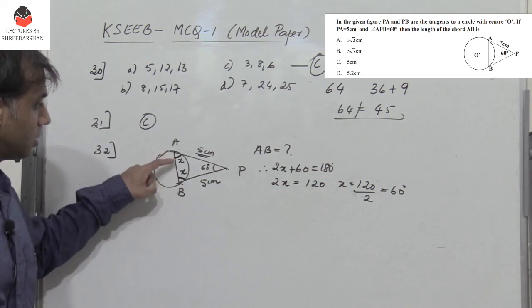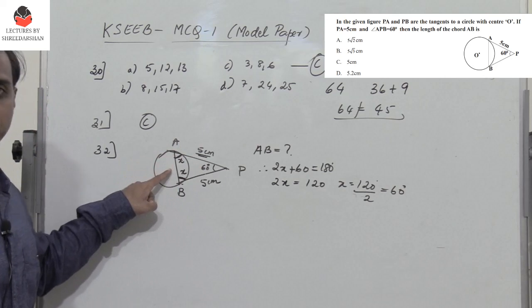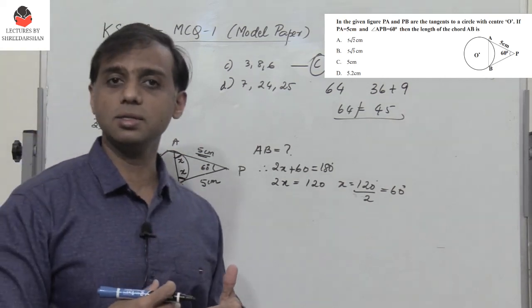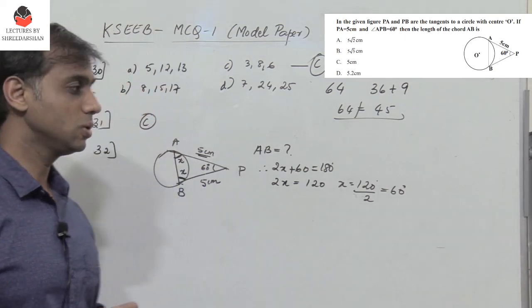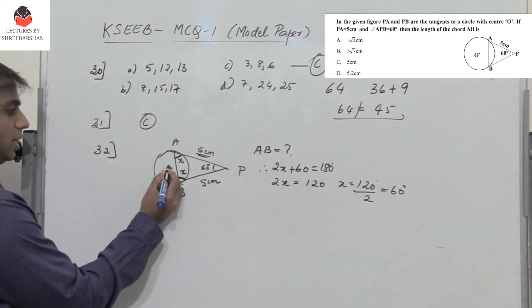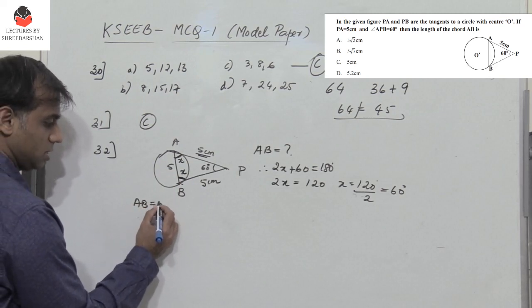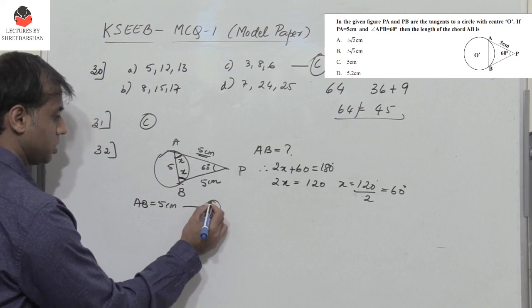So now I find that all the 3 angles are equal. And this forms an equilateral triangle. If in a triangle all the 3 angles are equal, then all the 3 sides also will be equal. So therefore AB is 5 centimeters. So therefore the correct answer AB is equal to 5 centimeters and the option is C.